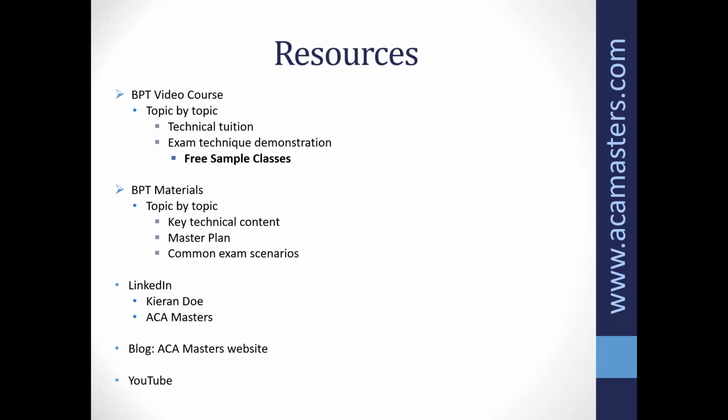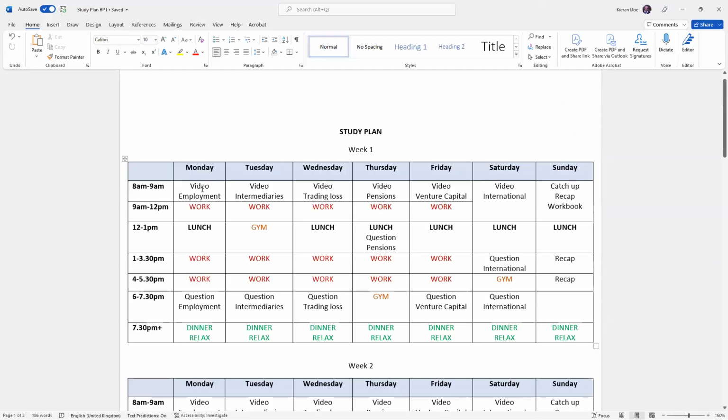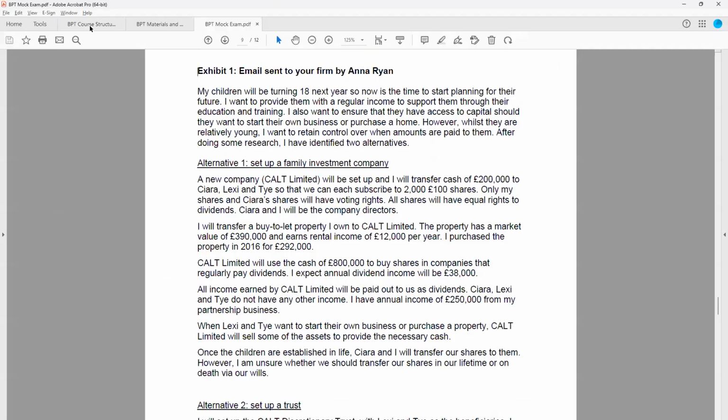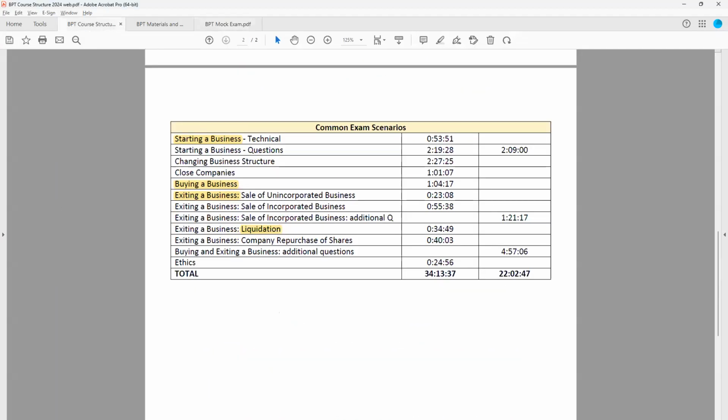So hopefully that's given you some useful advice in terms of how to structure your preparation for BPT. So breaking it down by individual topic, making it into more manageable chunks, understand the technical content, how to answer the questions, and then go and practice questions yourself so that you can master it one topic at a time.